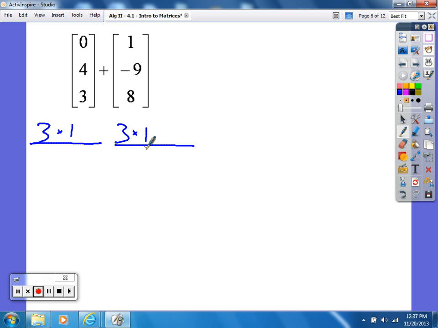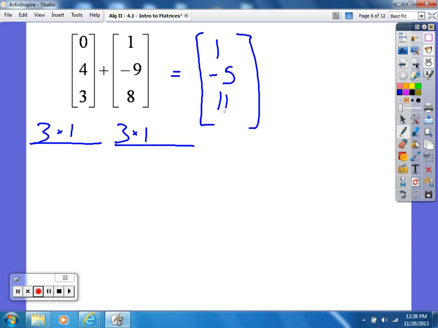What do you think would happen if they're not exactly the same? We can't add them, is correct. You'd actually write not possible. Okay? And so what you're going to do is make another matrix that again is a 3 by 1. So I'm keeping the dimensions exactly the same. And I add 0 plus 1 is, 4 plus -9, and 3 plus 8. And I'm done. That's all there is.